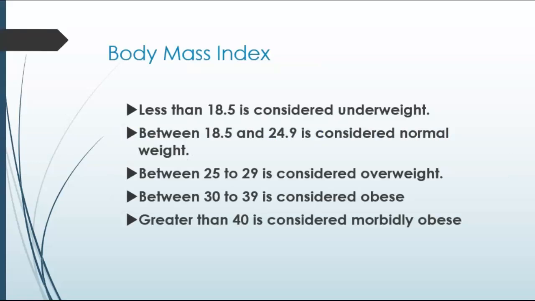A BMI of less than 18.5 is considered underweight. Normal is 18.5 to 24.9. If you are above 25, but only up to 29, you would be classified as overweight. And if you are between 30 and 39, you're considered obese. Greater than 40 is considered morbidly obese.